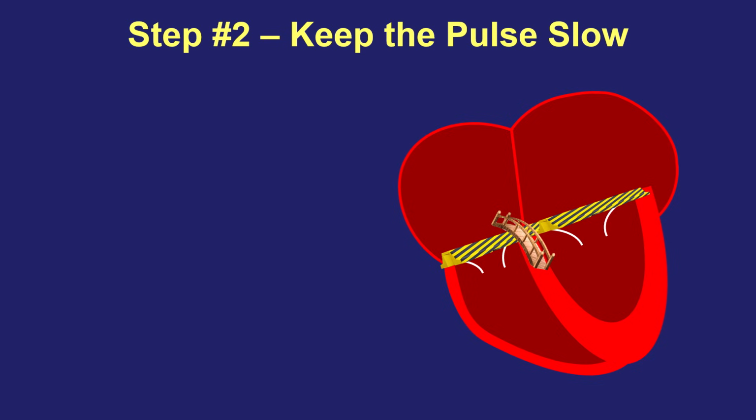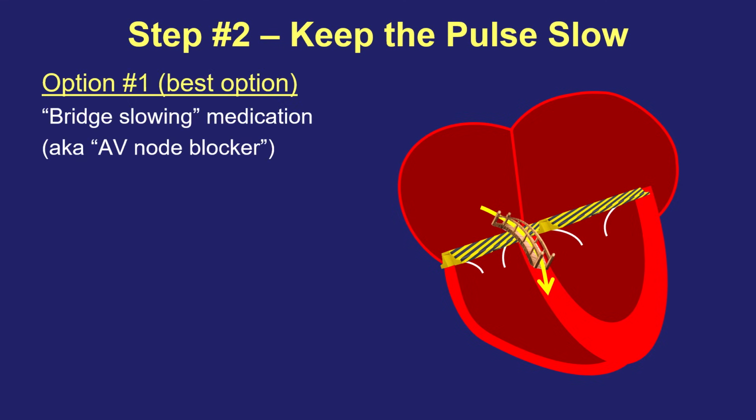So how do we accomplish this step number 2 in the treatment of atrial fibrillation, keeping the pulse slow? If somebody's bridge allows signals to travel quickly during atrial fibrillation from top to bottom, then the strategy has to be to slow down that bridge. And the best option we have, option number 1, is to use medications that slow down that bridge. They're often referred to as AV node blockers, although blocking is not what we're doing. We're really slowing it, so I like to call these bridge slowing medicines.